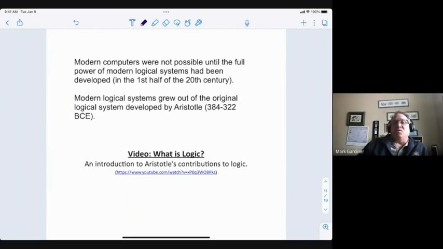Nonetheless, modern logical systems, although they were developed in the first half of the 20th century, grow out of, fundamentally depend upon the most original logical system that was developed by Aristotle, the ancient Greek philosopher, student of Plato, teacher of Alexander the Great, way back in the 4th century BC, before the Common Era.